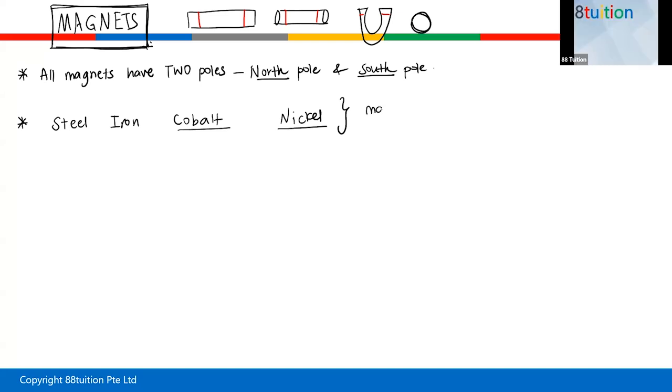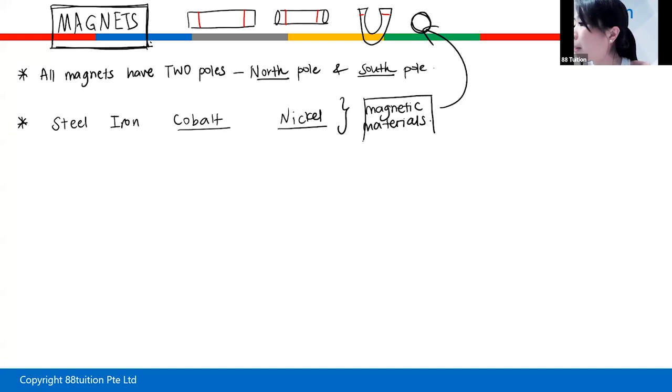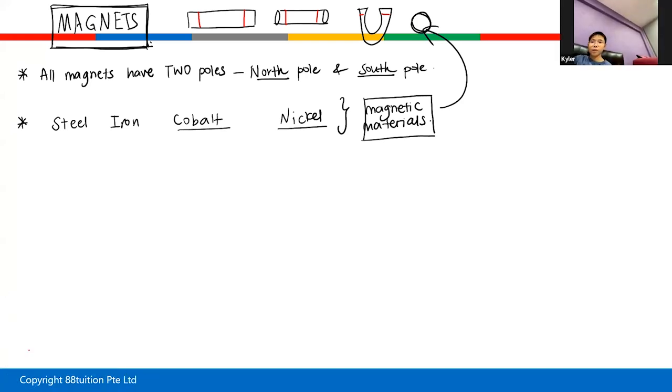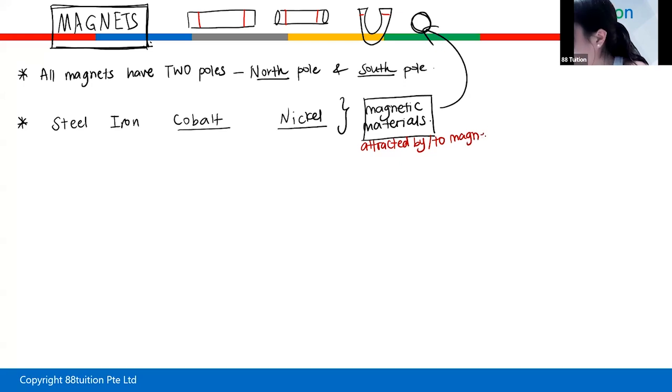So these are known as, Anita, what do I call these four materials? Magnetic materials. Okay, so only magnetic materials can be made into magnets. Tyler, what happens if I put a magnet near a magnetic material? The magnet will attract the magnetic material. So take note of the word that I want to hear. Magnetic materials are attracted by or attracted to magnets.